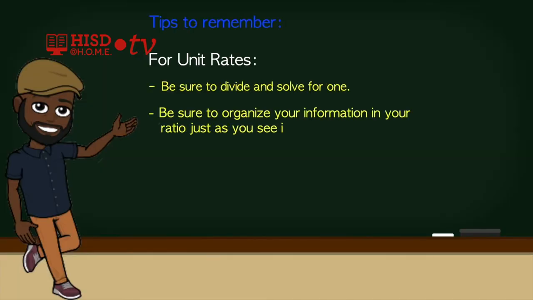All right, guys, here's a couple of tips to remember. For unit rates, be sure to divide and solve for 1. Remember, unit rates means for 1 or per 1. Also, be sure to organize your information in your ratio just as you see it in the problem. So whatever comes first, you put in the numerator. And if it comes second, you put it in the denominator. And last but not least, always build your proportion. Make sure you build your proportion. That's a very important step.